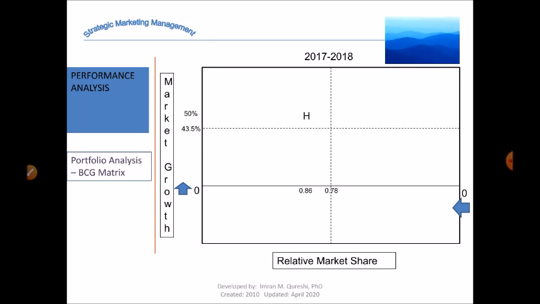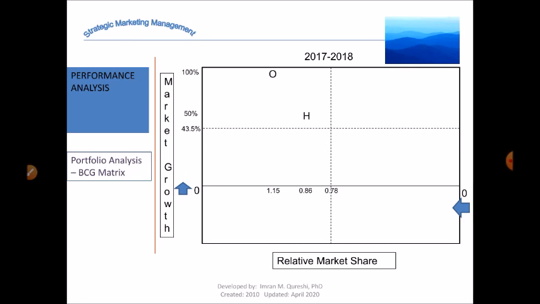Next one that we have is Oppo, which was the market leader in that year, according to this given example, and it had a relative market share of 1.15. Let's see what the growth is. The market growth that it achieved between 2017 and 2018 was 100%. So this is where Oppo is going to be placed.